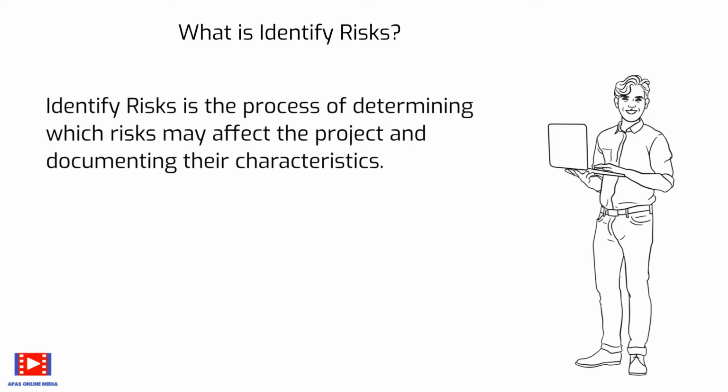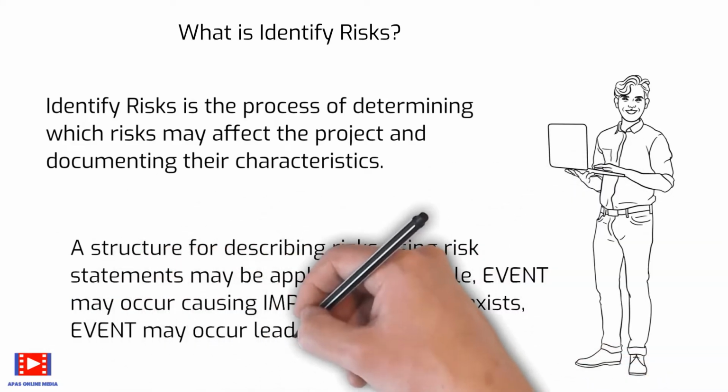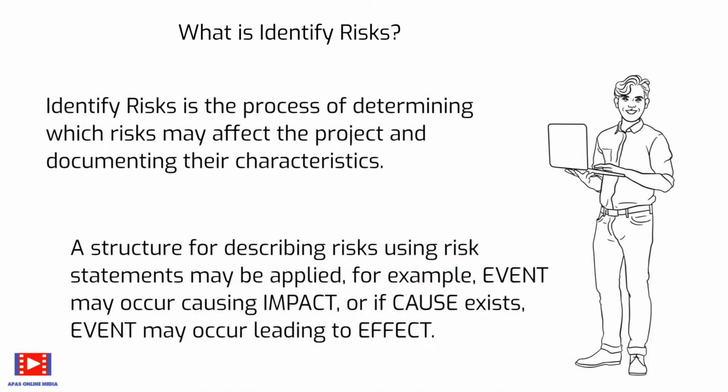Identify risks is an iterative process because new risks may evolve or become known as the project progresses through its life cycle. The frequency of iteration and participation in each cycle will vary by situation. The format of the risk statements should be consistent to ensure that each risk is understood clearly and unambiguously in order to support effective analysis and response development. A structure for describing risks using risk statements may be applied. For example, event may occur causing impact, or if cause exists, event may occur leading to effect.